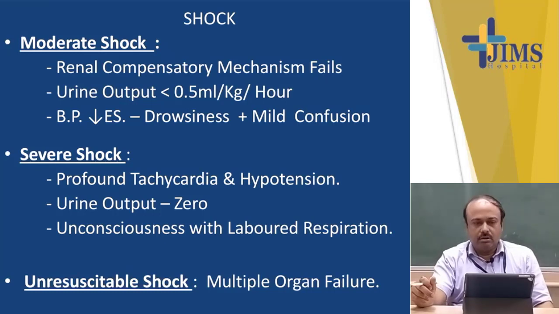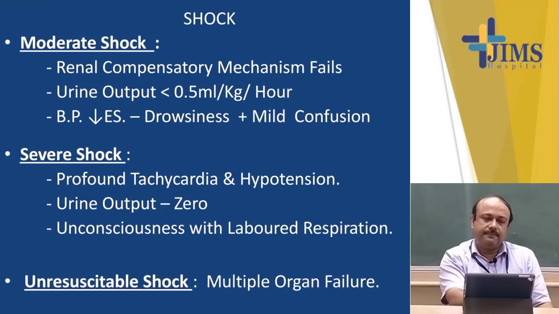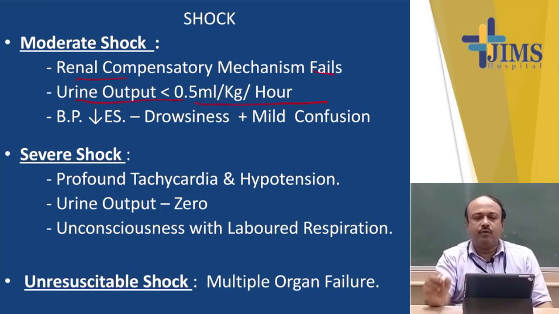Moderate shock, the renal compensatory mechanism fails. The urine output becomes less than 0.5 ml per kg per hour and the BP also decreases, leading to drowsiness and mild confusion. So that is moderate shock.